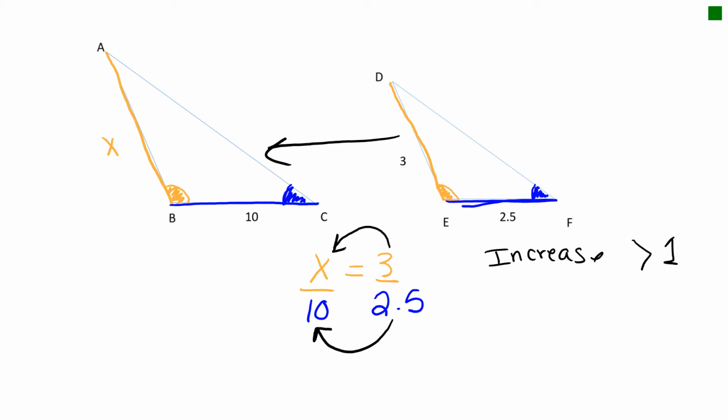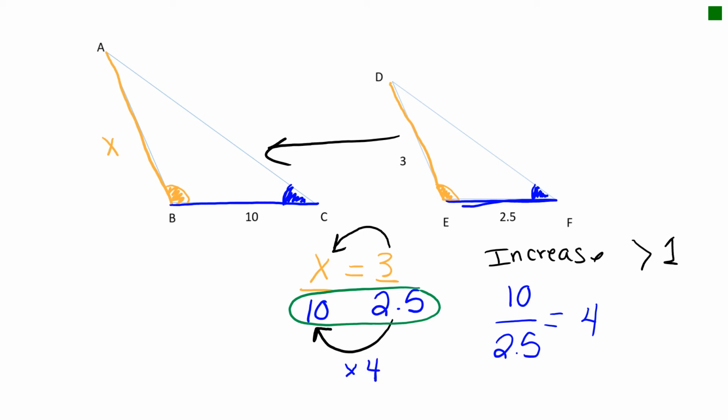So what I do is I take these small numbers right here, or these corresponding sides, to help determine what I multiplied 2.5 by to get 10. I take my 10, my large number, since it increases, and divide it by my smaller number. On my handy dandy calculator, I'd find that I had a scale factor of 4. If you take 2.5 and multiply it by 4 on your calculator, you should find that you get 10. So if you multiply the bottom by 4, you need to multiply the top by 4. So 3 times 4 would give you an X value of 12.